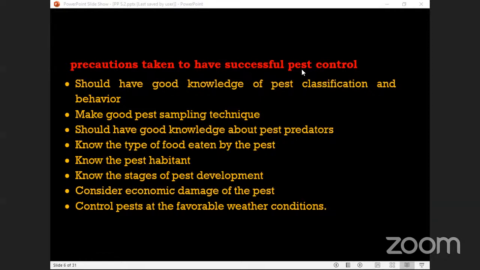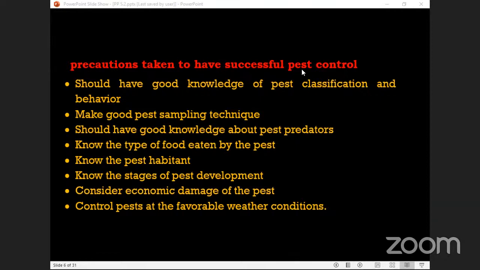Precautions taken to have a successful pest control. The key things you should put into consideration: you should have good knowledge of the pest classification and behavior. You should be able to know the behavior of the pest you are controlling. Have the knowledge at the back of your mind. Do research about the pest you are going to control. And then the other point says, use good pest sampling techniques. As you are determining the total number of pests you have in the garden, you should use better techniques such that your control measure is effective.